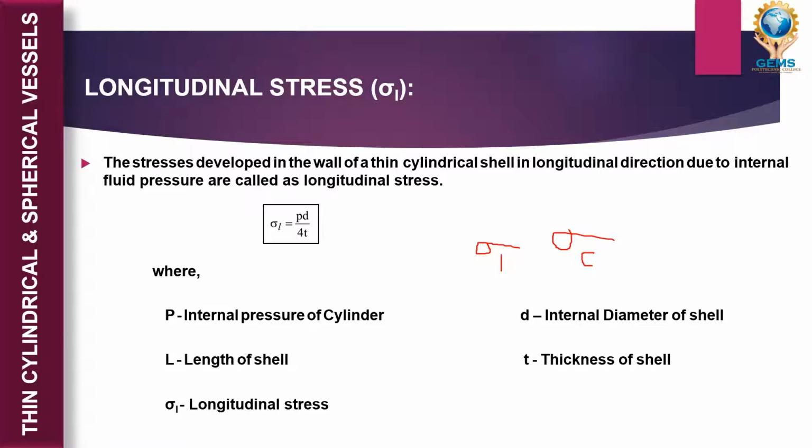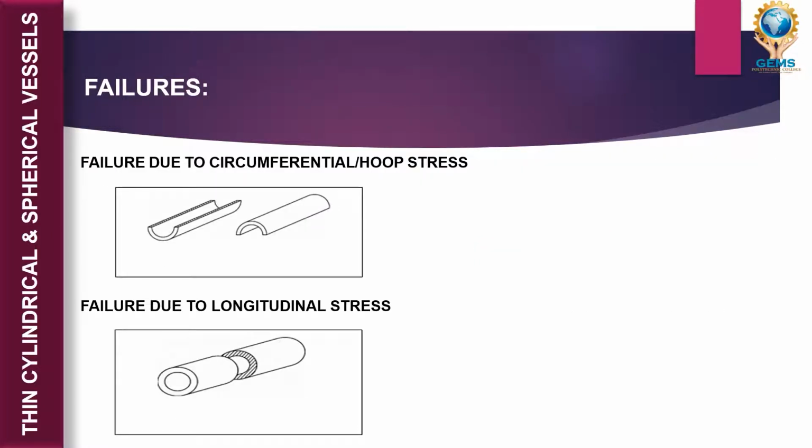Understand? Next we will see failure: failure in circumferential stress, hoop stress, or failure in longitudinal stress. If the stress is circumferential to the material, or if the stress is longitudinal to the material, how does it fail, how does it burst or break? If the circumferential or hoop stress is at maximum, it will fail like this. I have written here: failure due to circumferential or hoop stress.